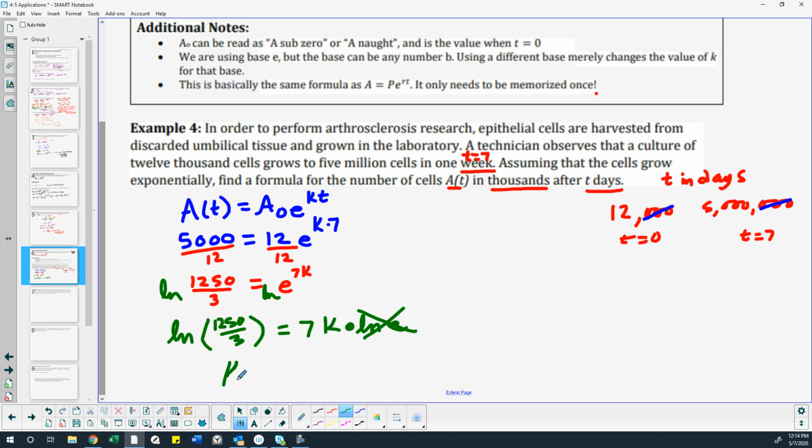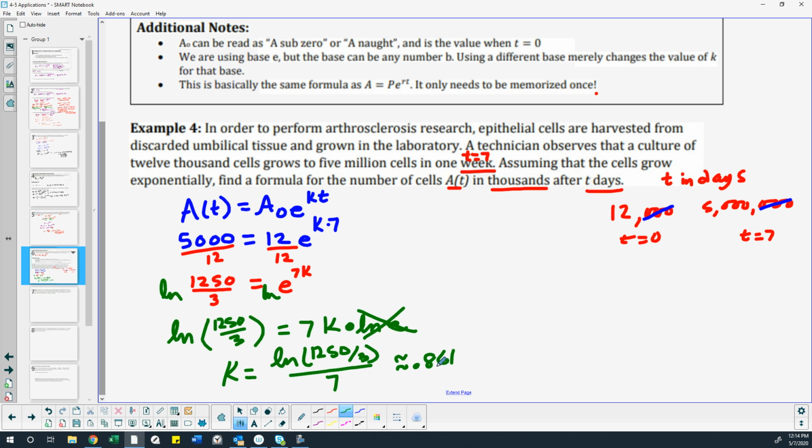So k is going to be equal to the natural log of 1250 divided by 3. So that whole thing is in the log, and then we divide that by 7. So at this point, yeah, you're going to get an approximate decimal, and there's really nothing you can do about it other than to use an approximate decimal, unless you type this big whole thing in your calculator when you go to use it to solve the rest of the problem.